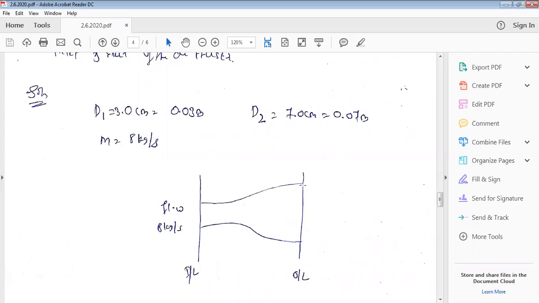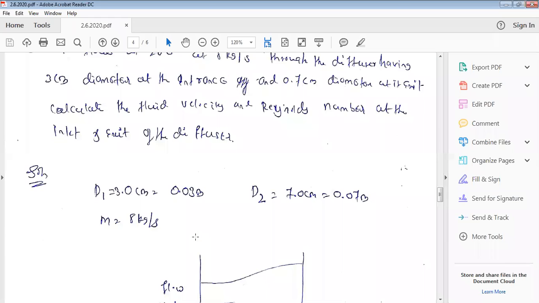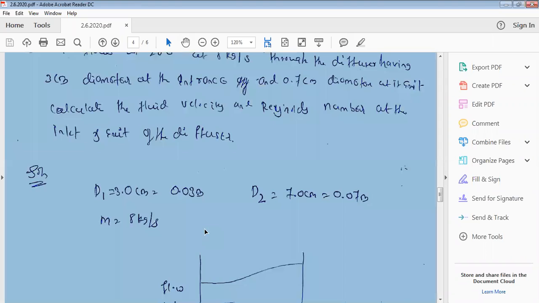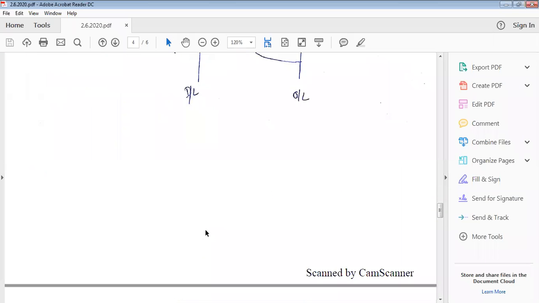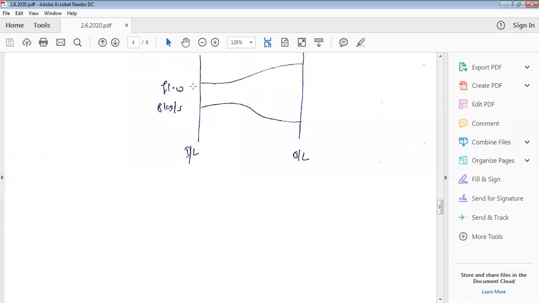At the outlet, the diameter is bigger. At the inlet, the diameter is less. What were you told to calculate in this? Velocity as well as Reynolds number. Correct? Let us see how we can approach this problem. We need to calculate velocity at inlet, velocity at outlet, Reynolds number at inlet, Reynolds number at outlet. These we need to calculate.